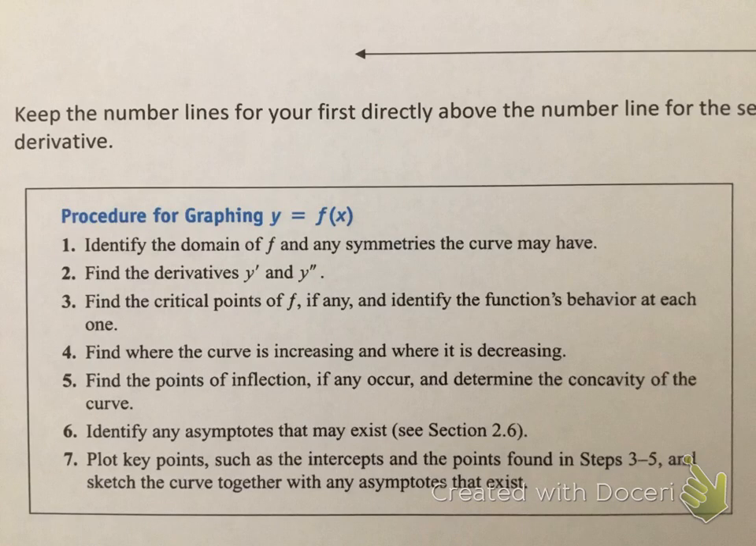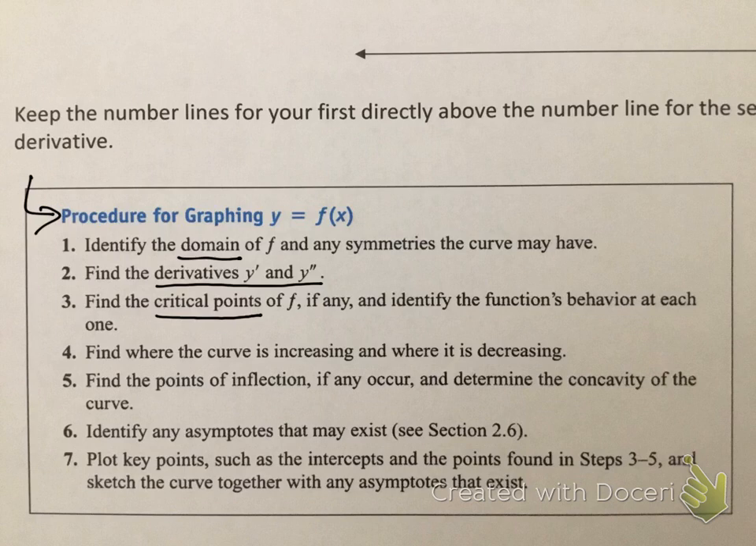So again, what I would remind you to be able to graph easily, which we're going to do in a minute, is to keep your first derivative and second derivative number lines lined up. The book is giving us a procedure for graphing a function. You all know from college algebra how to find the domain of your function. You know how to find first and second derivatives from calculus. You can find your first order critical points from your first derivative and determine whether you're increasing or decreasing.